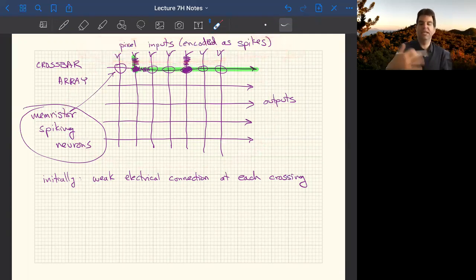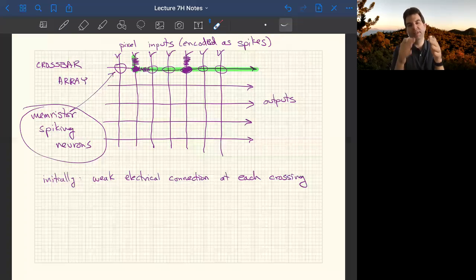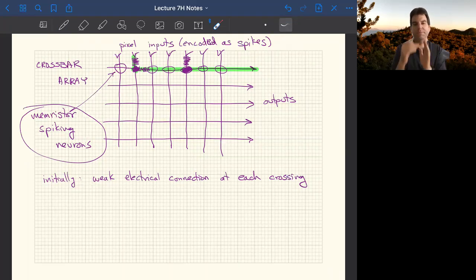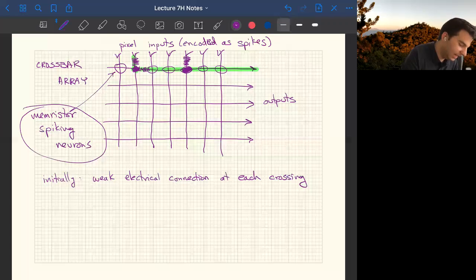And so you keep presenting it inputs of different letters, for example. And so these letters have different amounts of pixels, and then some letters are going to have certain pixels associated together, other letters will have other pixels associated together, and so on and so forth. And what ends up happening is that the input patterns.